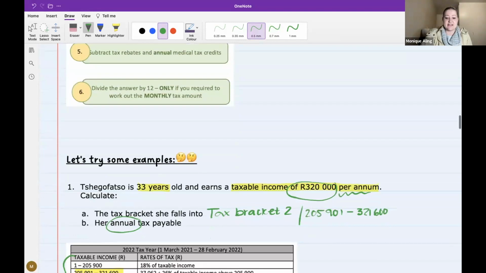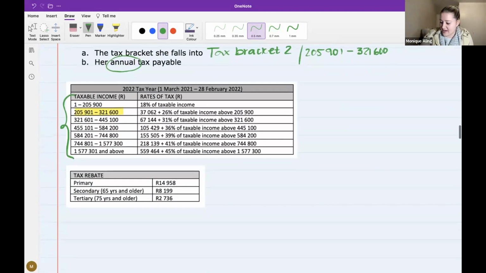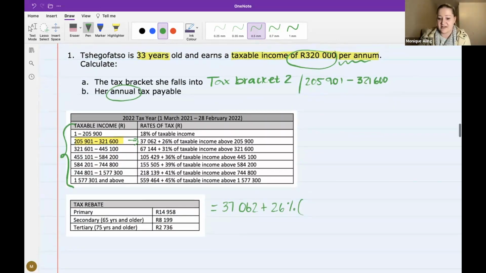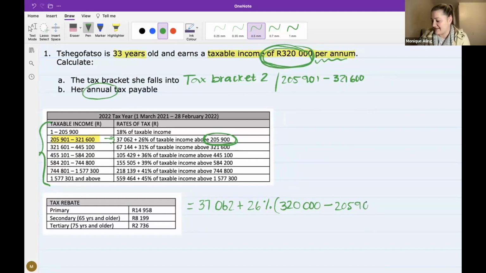What that means is, now that we've identified the correct tax bracket, I'll look at the information on the right-hand side, which is 37,062 plus 26%, and we substitute that salary into the bracket here. So we say 26% open brackets, we fill in the salary that we've been given, 320,000 minus the amount that's in the table here, which is 205,900.